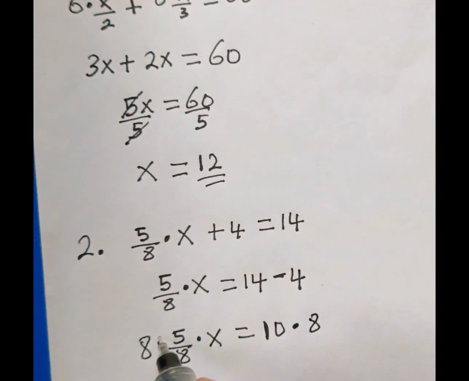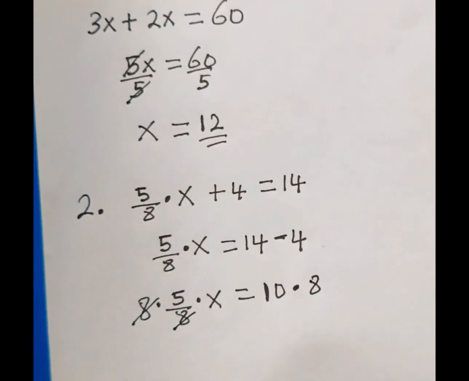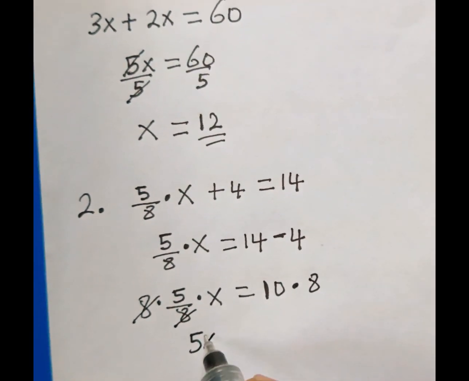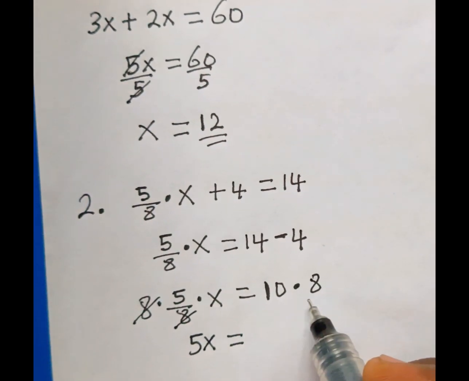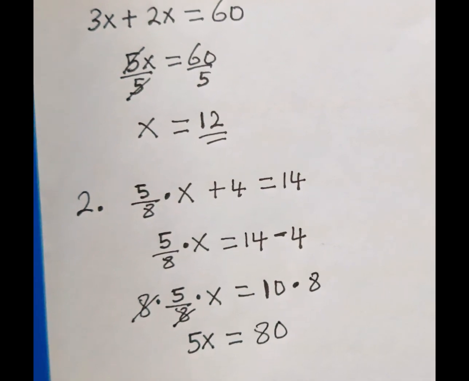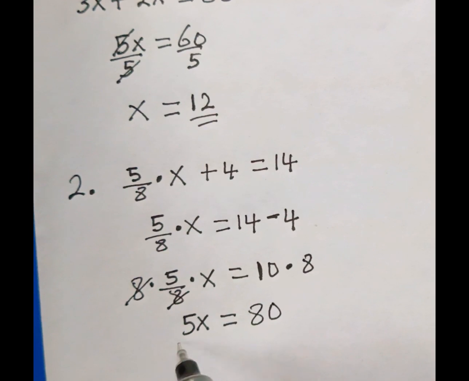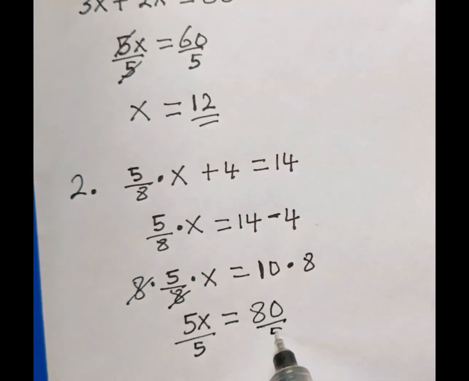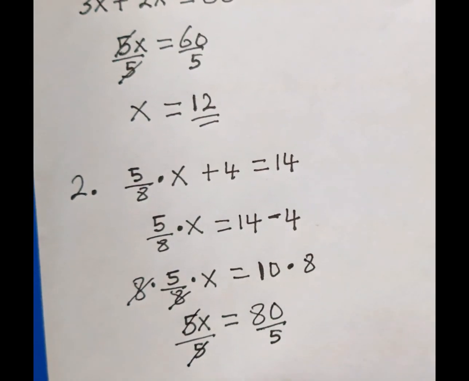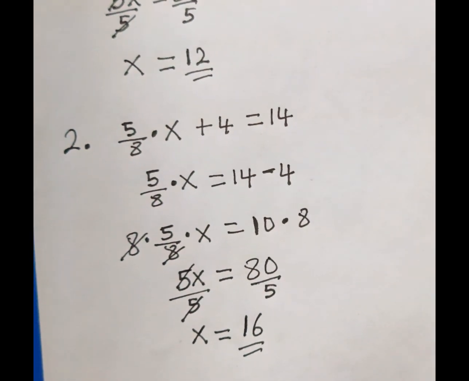So that this 8 here is going to cancel this 8. We are left with 5 and x, and 5 multiplied by x, of course, is going to give us 5x, which is equal to 10 multiplied by 8, which is going to give us 80. Now we have 5x equal to 80. So what are we going to do to get the value of x? Then we divide both sides by the coefficient of x, which is 5, and also 5 here, so that this 5 can cancel this 5. x now will be equal to 80 divided by 5, which is going to give us 16. So therefore, 16 is the value of x that satisfies this fractional equation.